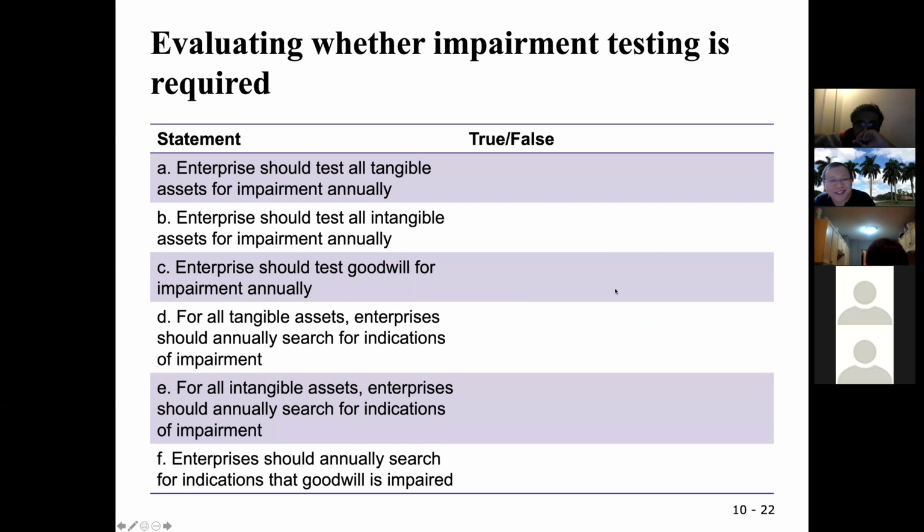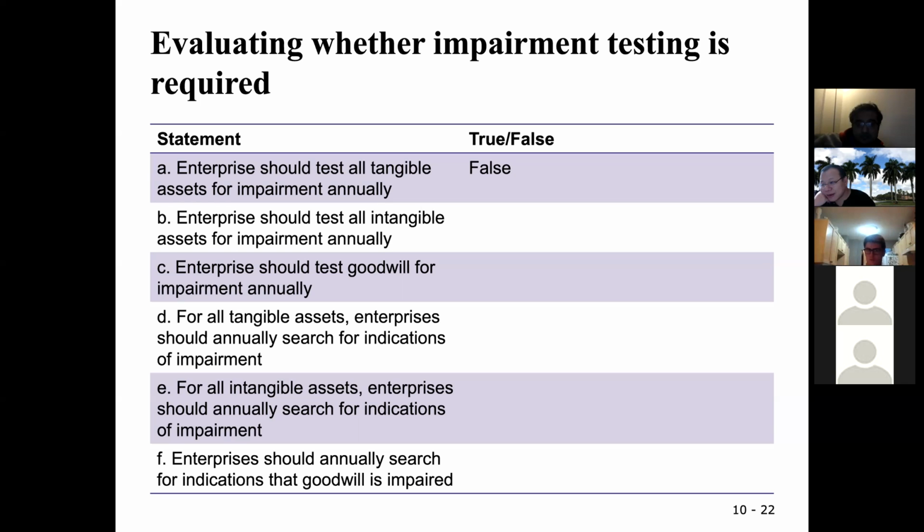Okay, here's the question. I want to see if you understand this, okay? So if you need more participation marks, make sure you answer the question, okay? So true or false question. First, an enterprise should test all tangible assets for impairment annually. True or false? False. Right? Only if there are indicators, right?